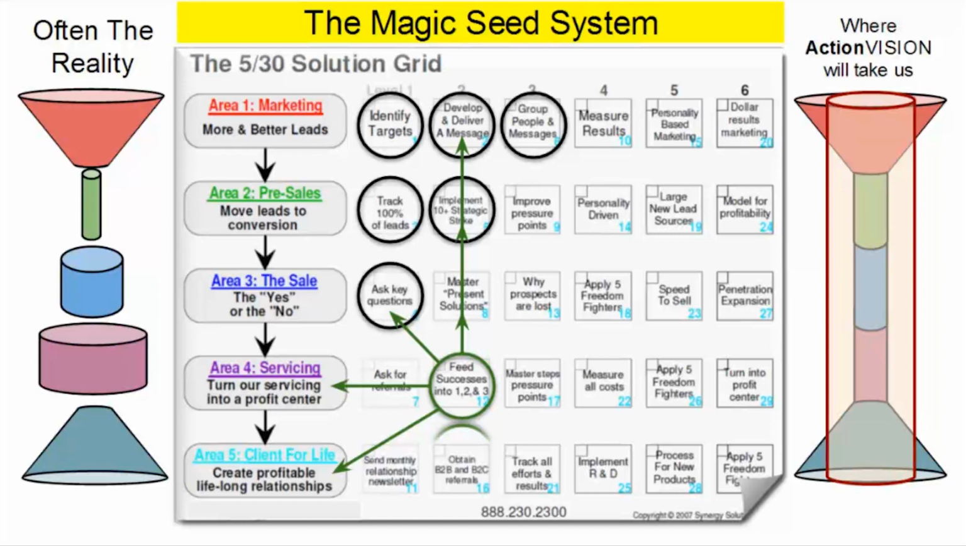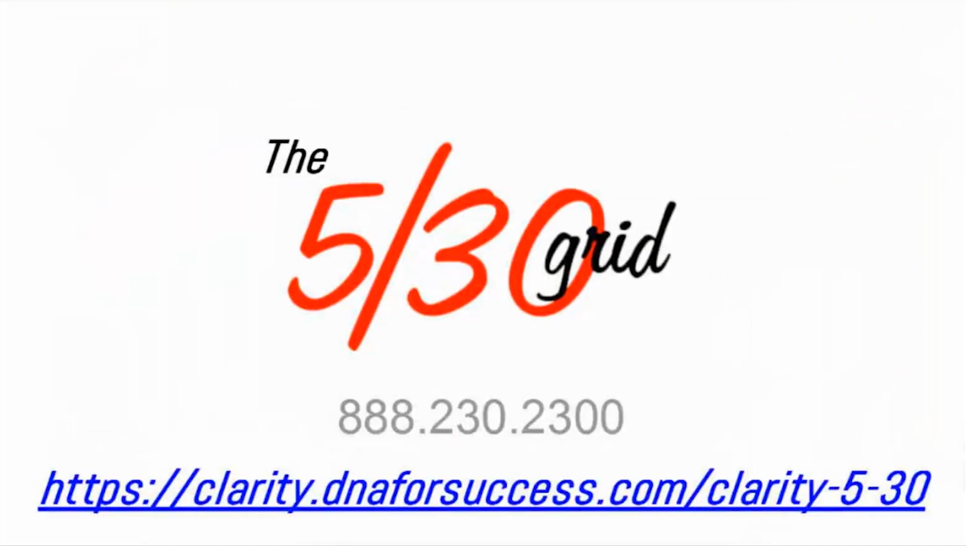So box 12 truly is the magic seed. Like Jack and the Beanstalk, it truly is like Miracle-Gro. You infuse this into every one of the other 4 areas, all the other 29 boxes. Absolutely crazy what will happen.